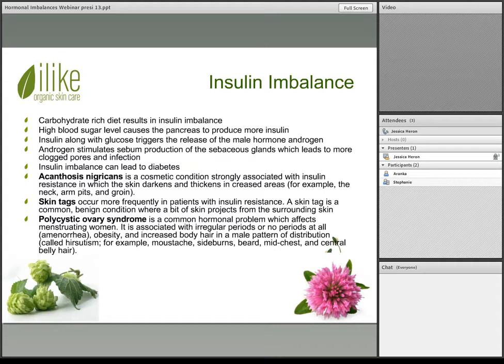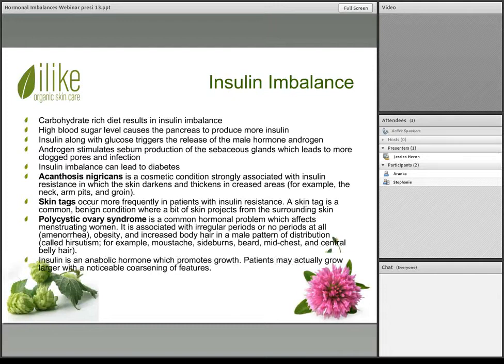And also polycystic ovarian syndrome is associated with mass-like cysts that form on the ovaries. And you can usually see those in an ultrasound. A lot of times if a woman is experiencing irregular periods or no periods at all, it can sometimes be associated with this syndrome. So that can be a common symptom to look out for, which helps you associate it with this type of hormonal imbalance.